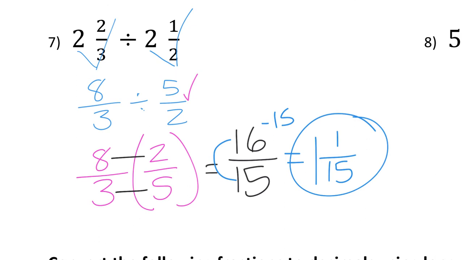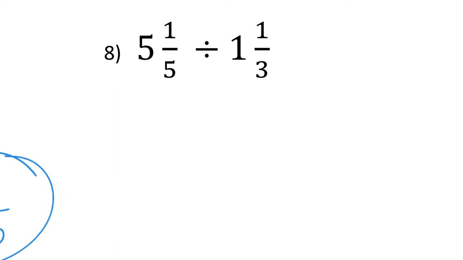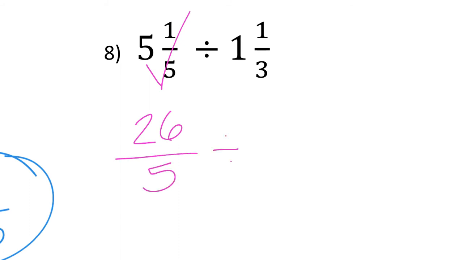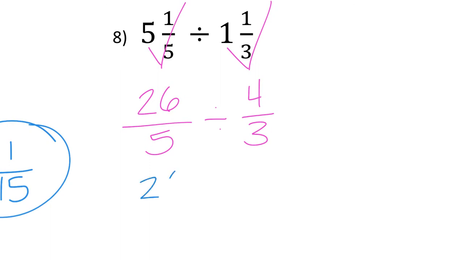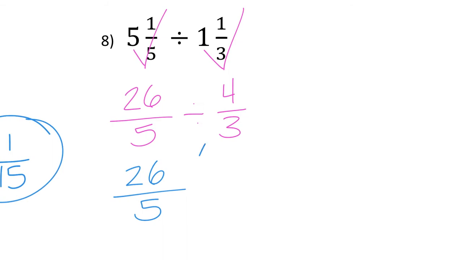All right, let's look at the next one. 5 and 1/5 divided by 1 and 1/3. All right, make it improper. 5 times 5 is 25 plus 1 is 26 fifths. Leaving my division sign for now. 1 times 3 is 3 plus 1 would be 4. Leave the 3 as a denominator. Now, let's multiply by the reciprocal of our second number. So leave that first fraction alone. Then we're going to multiply it by the reciprocal of 4/3, which is 3/4.